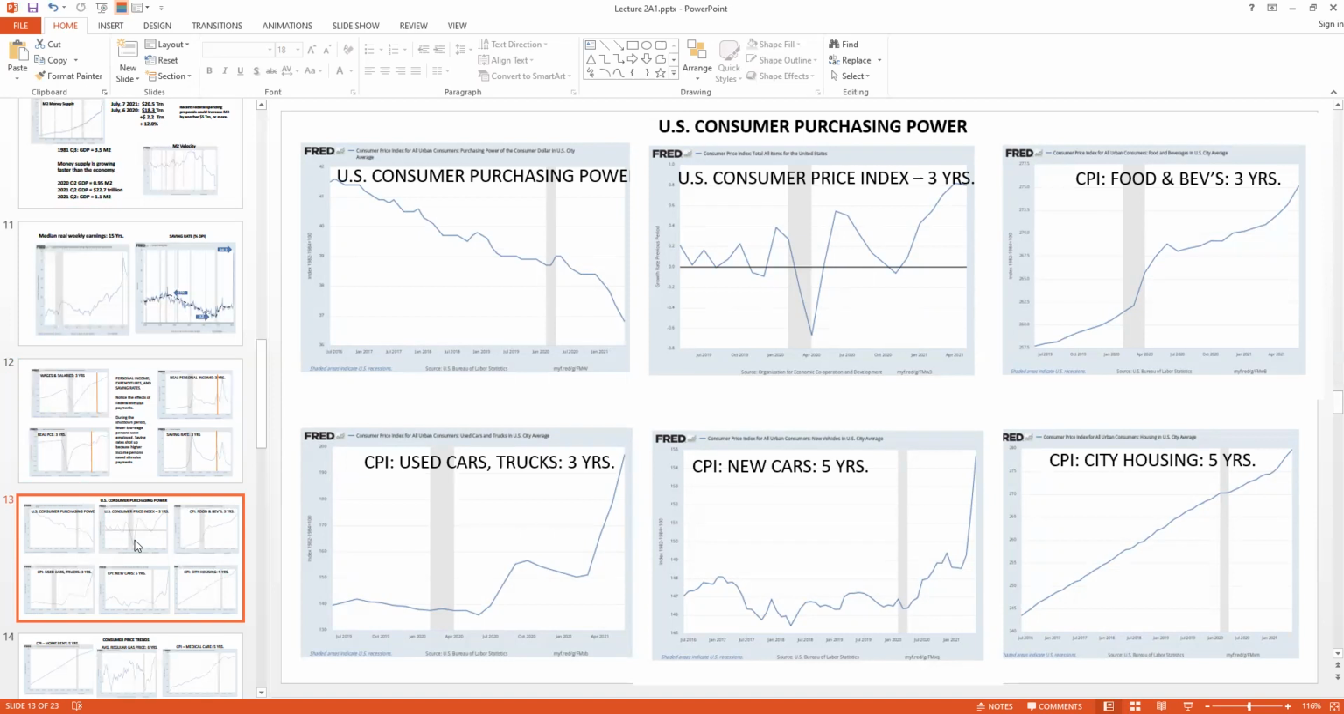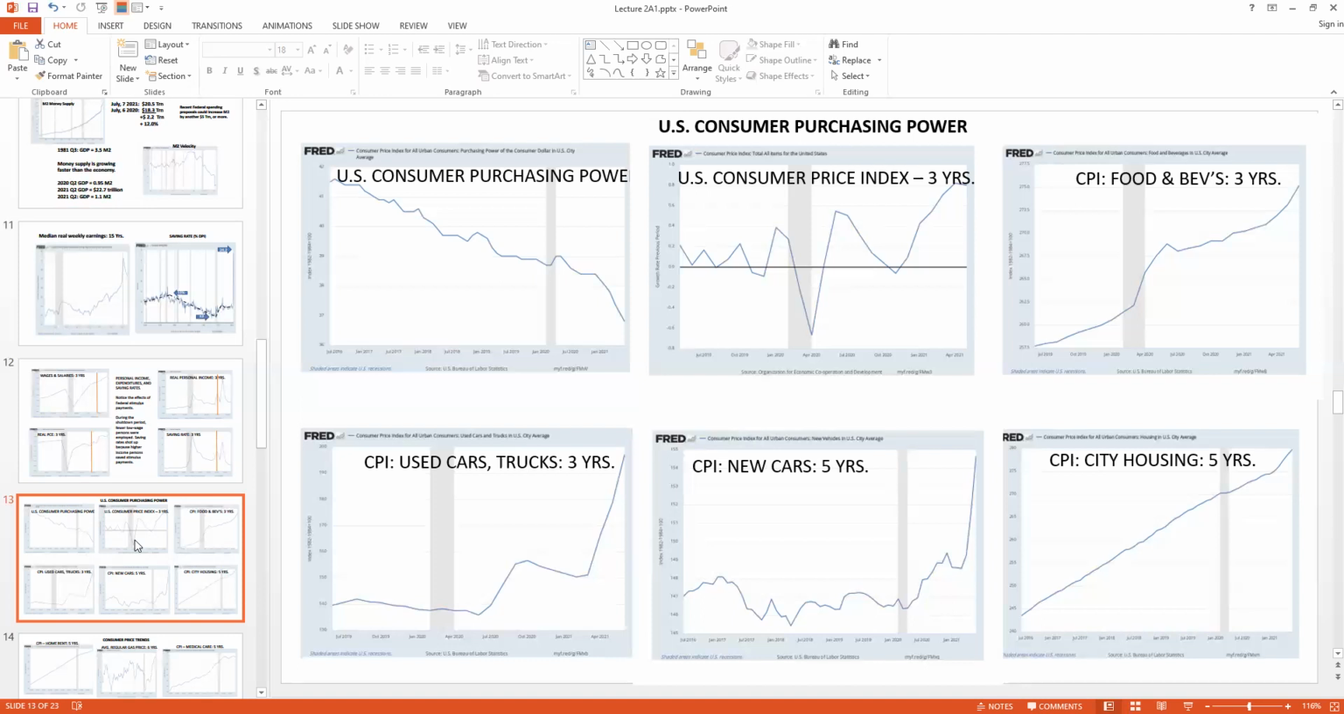And since the COVID recession, consumer purchasing power has plummeted. And you can see also that the consumer price index is part of the reason for that recent plummet, because the U.S. consumer price index has really shot up. And we can take a look at how it has occurred in several categories that are important to you and me. In the upper right-hand corner, you see food and beverages.